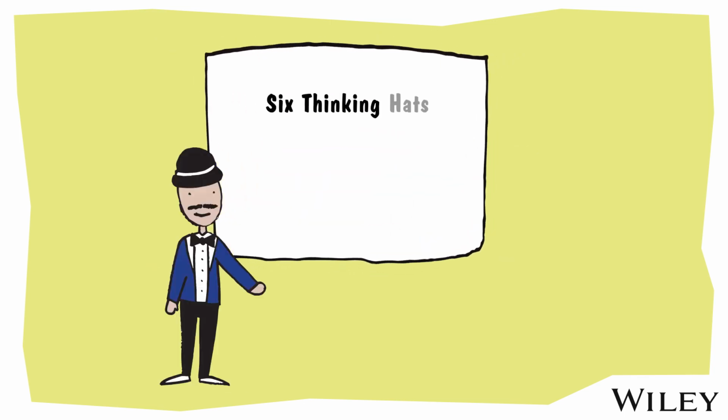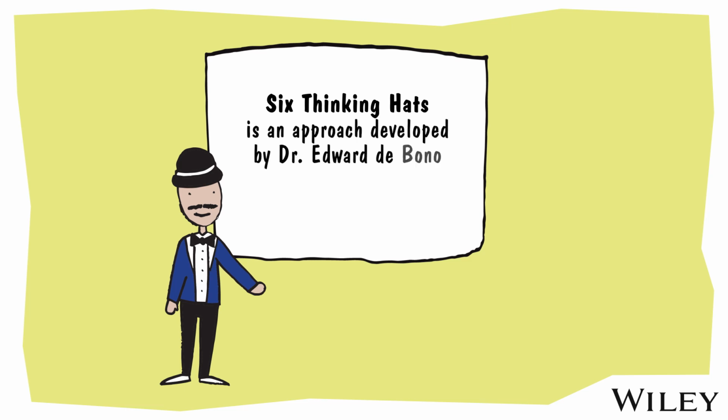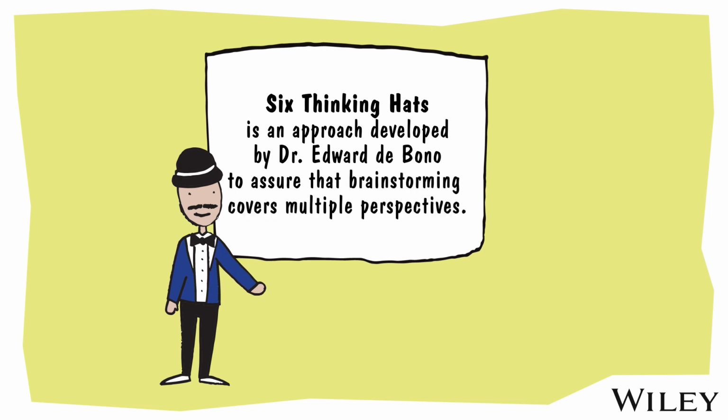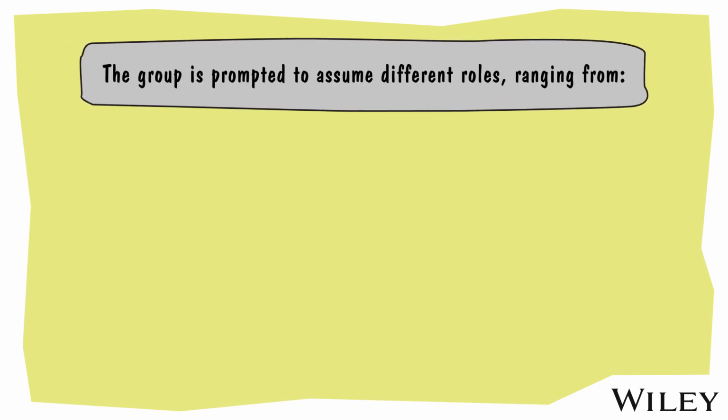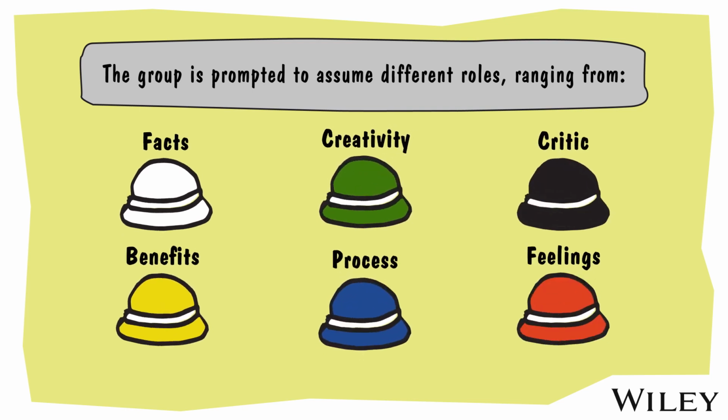6 Thinking Hats is an approach developed by Dr. Edward de Bono to assure that brainstorming covers multiple perspectives. The group is prompted to assume different roles in turn, ranging from the white hat, where they seek information to support brainstorming, to the green hat, where they strive for greater numbers of ideas, to the black hat, where they critique new ideas.